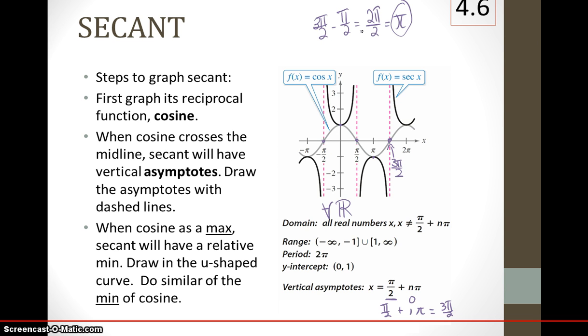Let's look at the range of our secant function. Remember that our range is our y values. Let's look at this one. This one is all our y values greater than or equal to 1. And if we look at the U-shape down here, we're going to have all our y values less than or equal to -1.